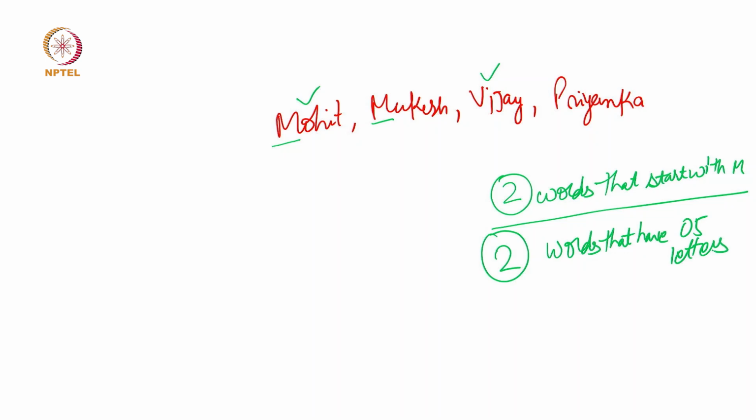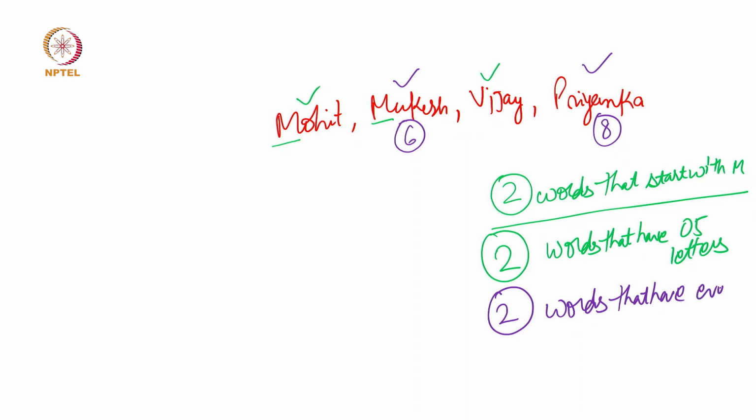Any other pattern you can see in these words? So there is another pattern: there are 2 words which have an even number of letters. Which are those 2 words? One is Mukesh and another is Priyanka, because here we have 6 letters and here we have 8 letters. So there are 2 words that have an even number of letters. Okay. Any other pattern you can see in these 4 words?